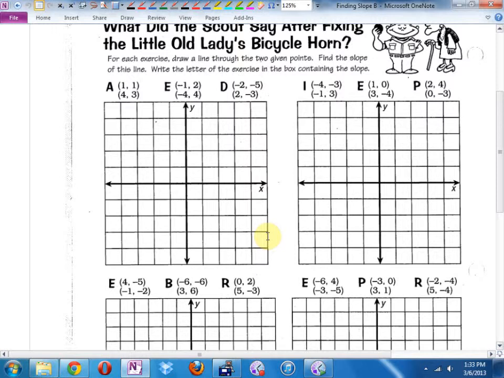Let's do one together. Let's do the letter I together on the second graph. It said graph those 2 points, negative 4, negative 3 right there, and negative 1, positive 3 right there. Connect them, and find the slope, rise over run. That's all. Or you could have gone y2 minus y1 over x2 minus x1. You can either use the formula or you can use the graph.